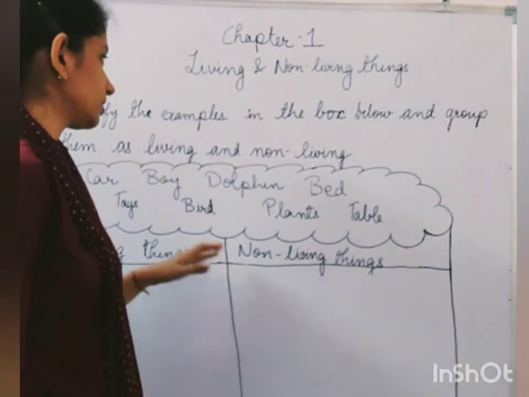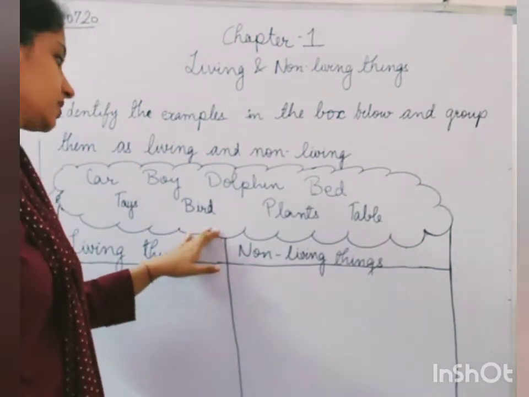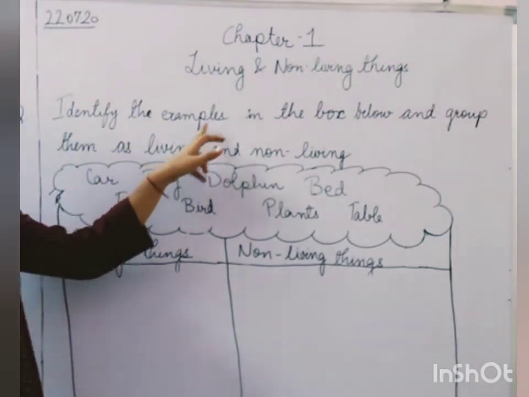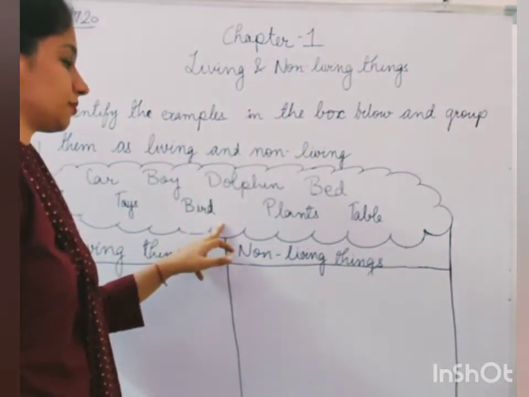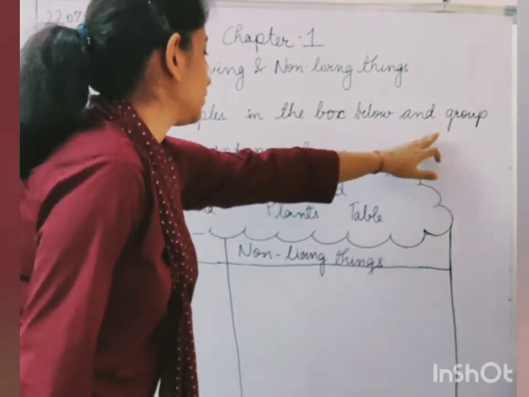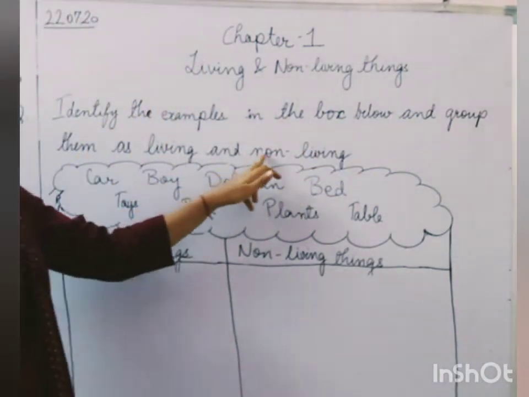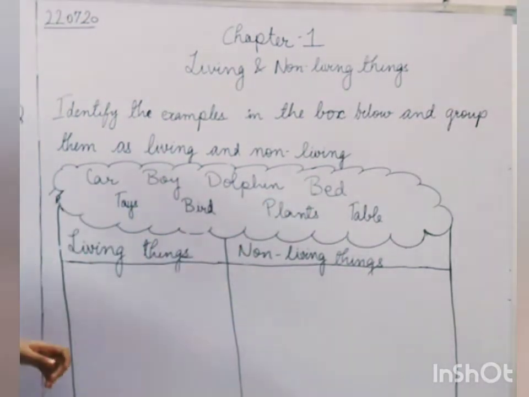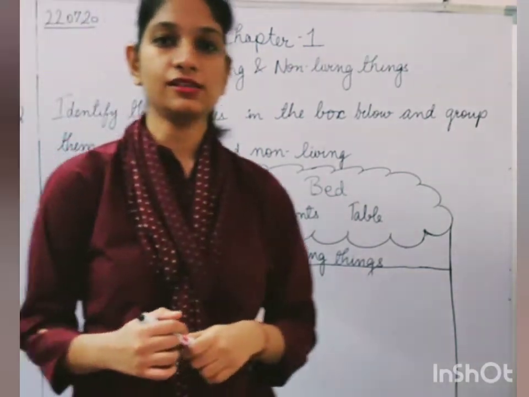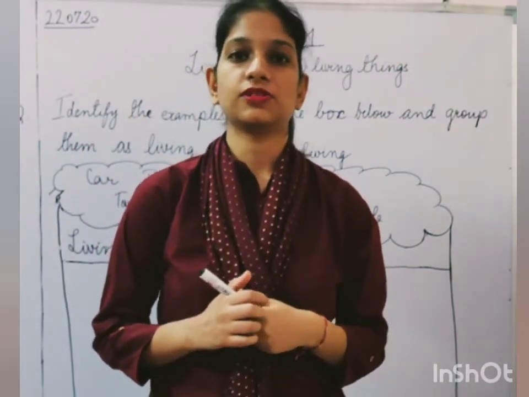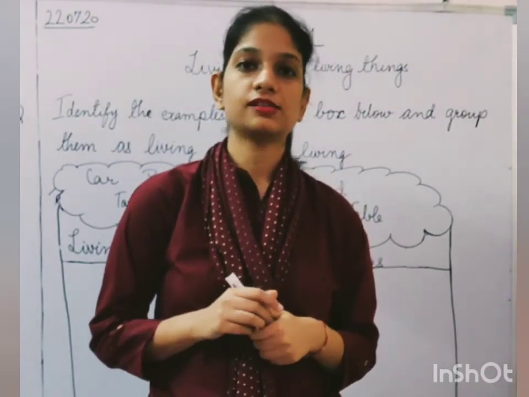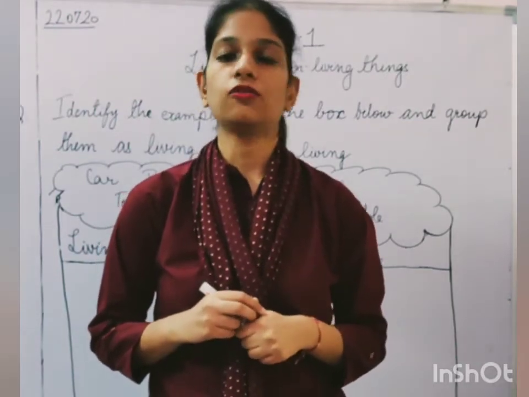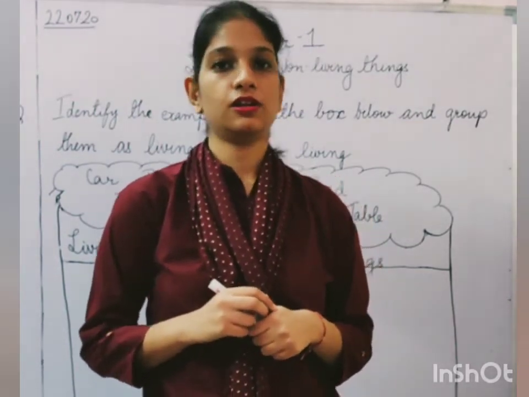The next question, again we have a list of things and we are going to group them as living and non-living things. Identify the examples in the box below and group them as living and non-living. Can you recall what are living things and what are non-living things? Living things are the things which have life in them and non-living things are the things which do not have life in them. So let us now group them.